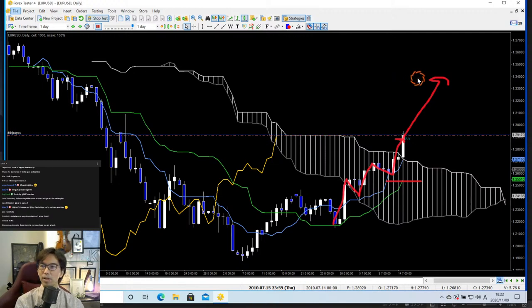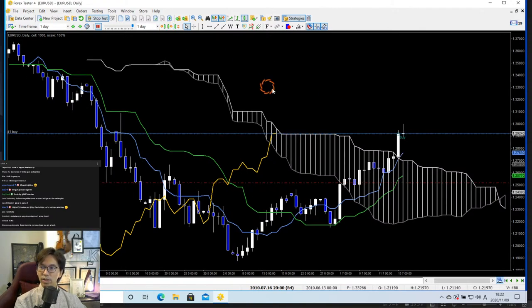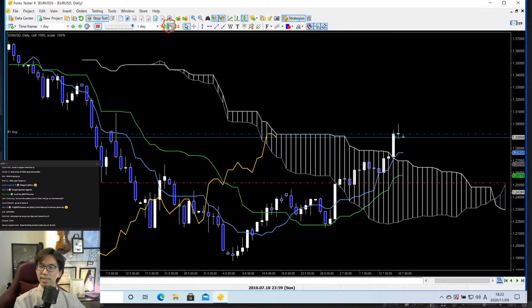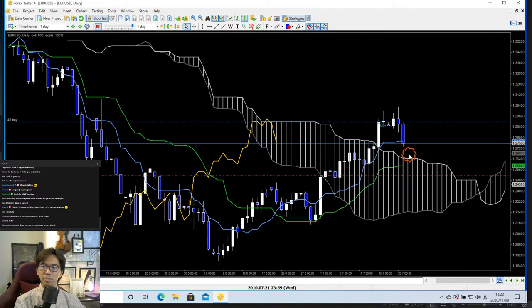So let me move the stop to the recent low over here. And let me keep going and see if the market goes up afterwards. There is a doji candle here the next day, but I won't exit yet. I expect the market to go up. Okay, now Kijun-sen breakout, Tenkan-sen breakout, but still holding this buy. Let's see.